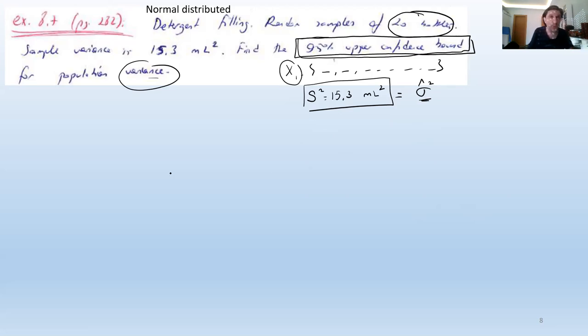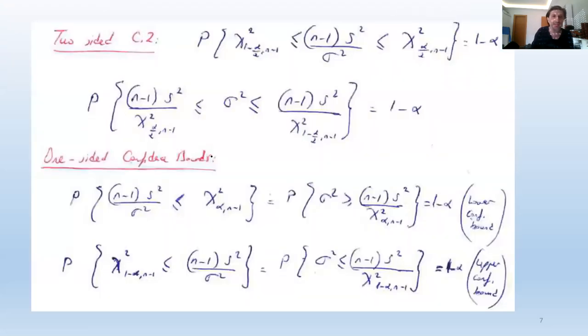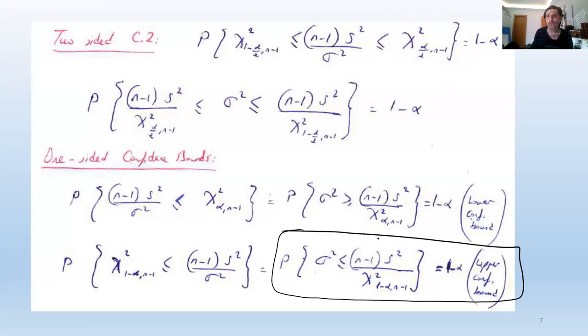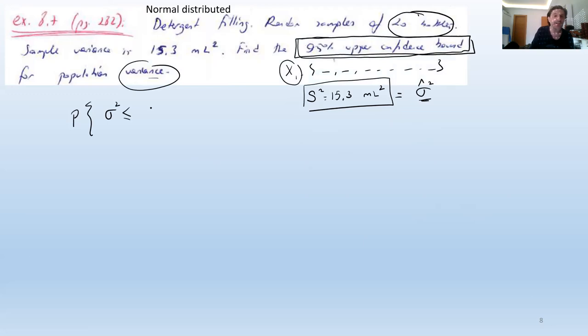So, all right, what we are going to do is simply use this equation, just to show you. We need an upper limit here, so we are going to be using this equation, the upper confidence bound. So sigma square is going to be smaller than this specific value, (n minus 1) s square over the corresponding chi square value. It's written here, so I'm just going to copy here. Let's see, chi square of 1 minus alpha with n minus 1 degrees of freedom. And this probability is going to be equal to the confidence level that's given here.